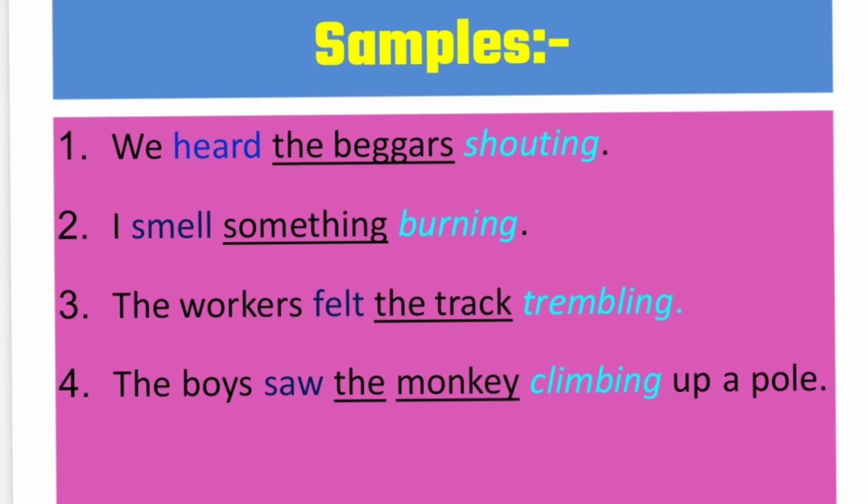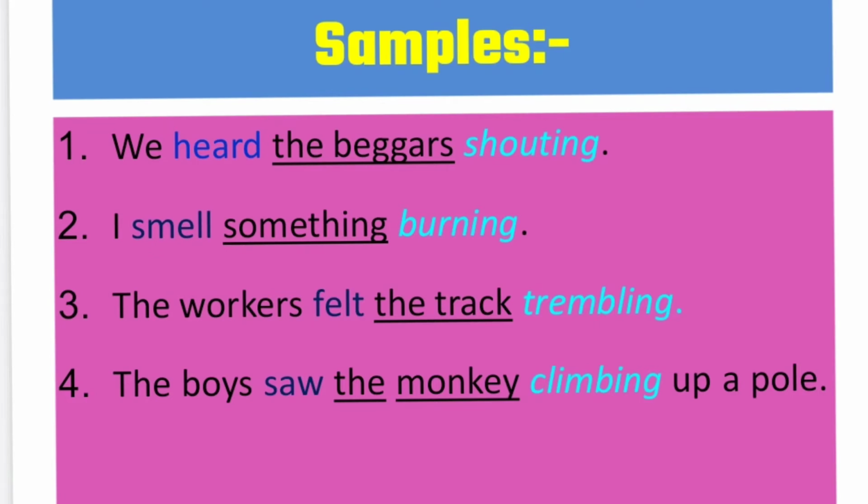Beggar shouting means the shouting process or action was in continued process. I smell something burning. It was burning. The smell came to my nose. The workers felt the track trembling, means the process of trembling was going on. And the boys saw the monkey climbing, means they saw the monkey in the continued process. It had not completed the climbing up.